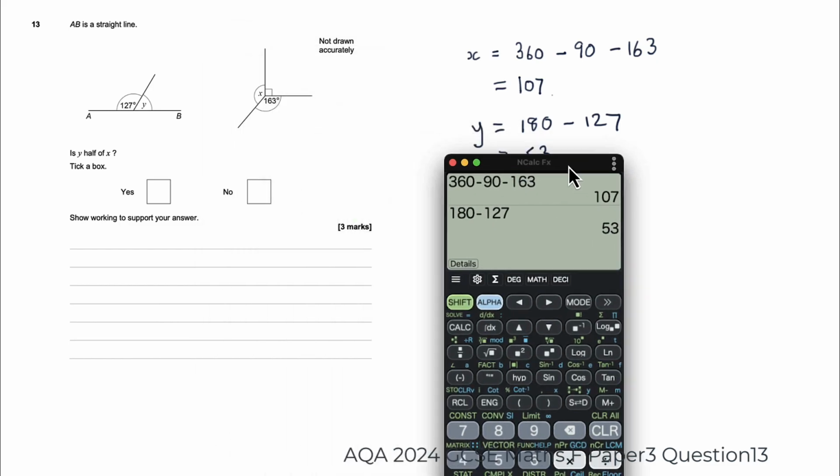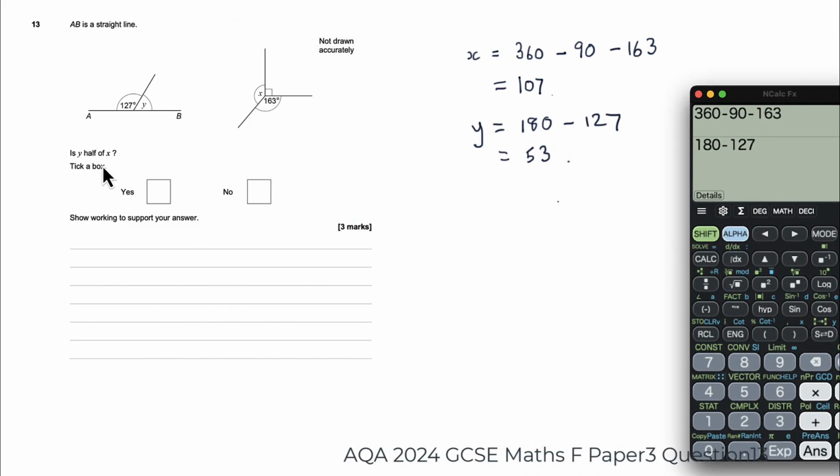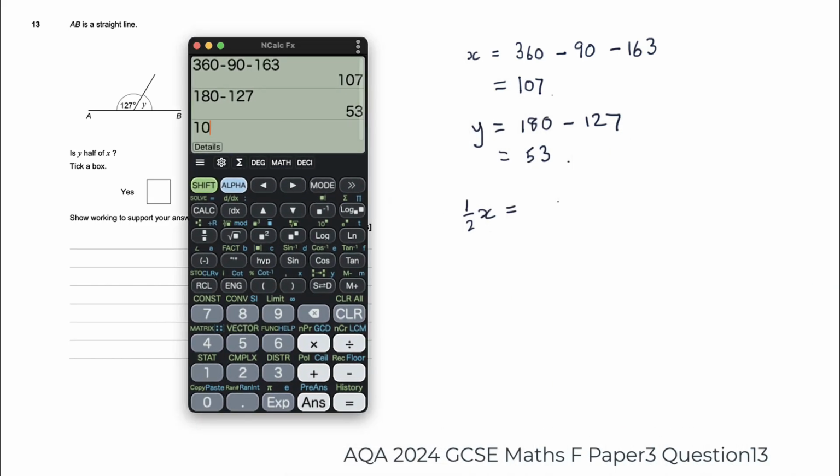Now, the question asks us, is y a half of x? Well, let's work out a half of x. So 107 divided by 2 and we get 53.5.